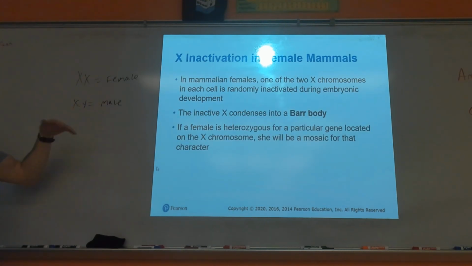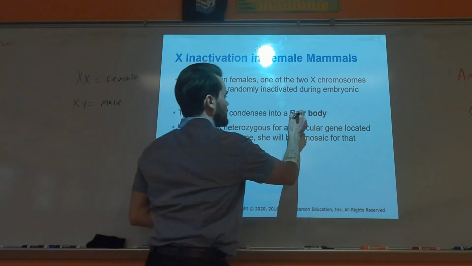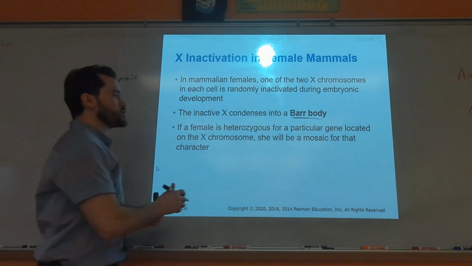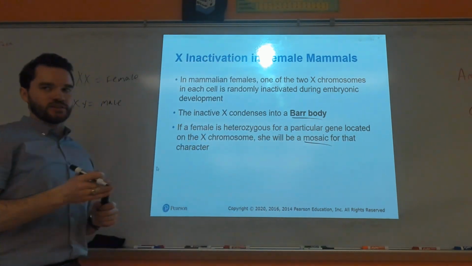Now this is interesting. Because females have two X chromosomes, that raises the question, do females make double the amount of a gene on the X chromosome? And the answer is no. Females will actually randomly inactivate one of their X chromosomes. The chromosome that gets inactivated, we call that a Barr body. And what's interesting is not every cell in a female's body has inactivated the same X chromosome. So a female could be a mosaic for that character.